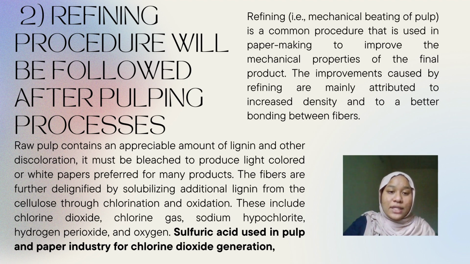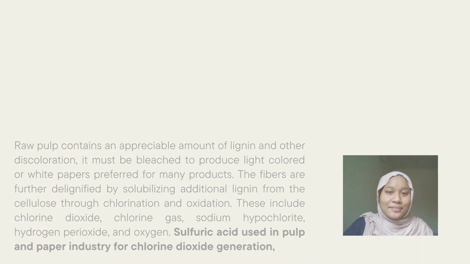Next, the refining procedure follows the pulping process. Refining, i.e. mechanical beating of pulp, is a common procedure used to improve the mechanical properties of the final product. The improvements caused by refining are mainly attributed to increased density and to better bonding between fibers.